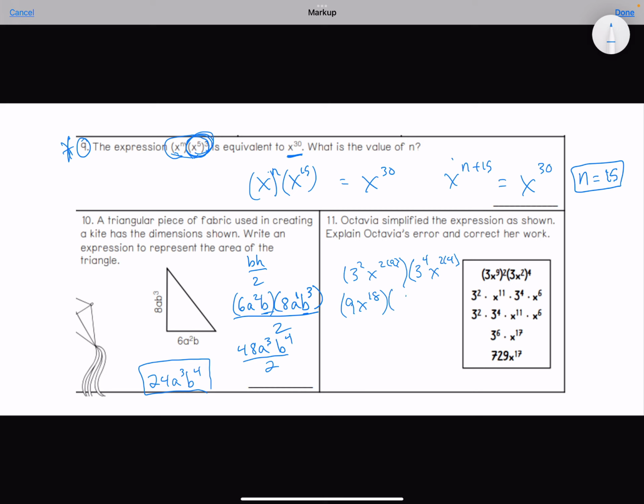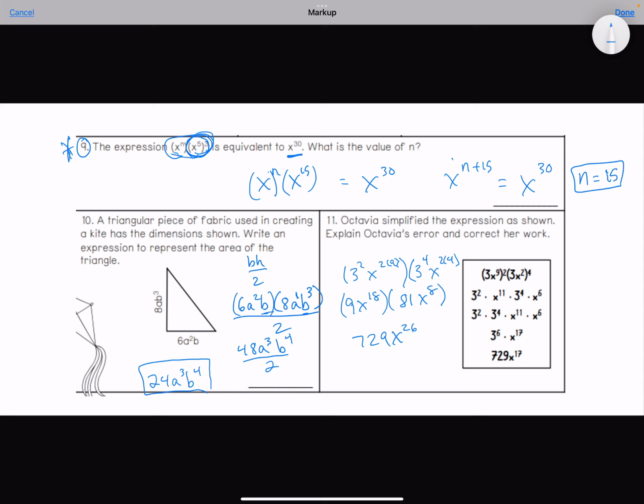times 81 x to the 8th. 9 times 81 is 729. X to the 26th. So compare what I did with what she did. And the whole reason we give you these kind of error analysis problems is that's where the people are going to make their mistakes. And if you can identify them, you've got it.